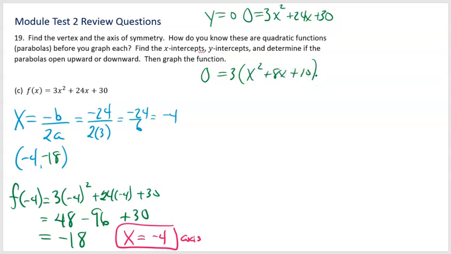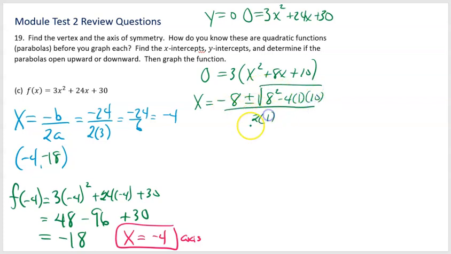Now, if I could think of numbers that multiply to be 10 and add to be 8, I'd factor, but you know what? They don't exist. So that means I have to use the quadratic formula. So it's x is equal to negative, my b is 8. You can use the original one with the big old numbers, but since we factored out that 3, this would be easier. So negative 8 plus or minus the square root of 8 squared minus 4 times a is 1, c is 10, and this is all divided by 2 times 1.